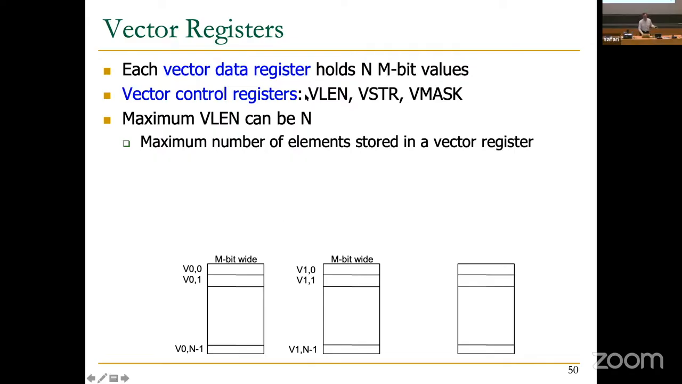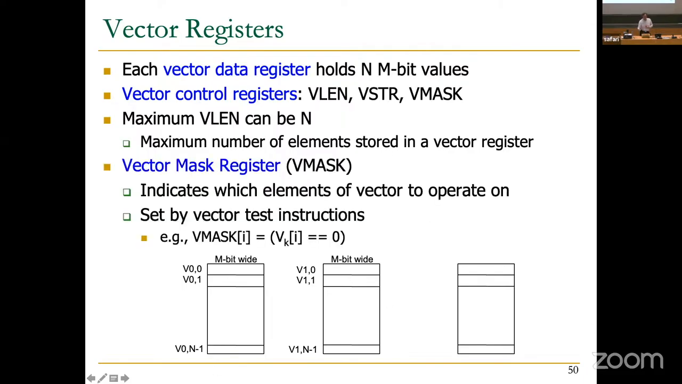So maximum vector length can be n. This is, as I said earlier, the maximum number of elements stored in a vector register. And you can see n over here in these vector registers. Vector mask register, vmask, indicates which elements of a vector to operate on. And this is set by vector test instructions. This is very similar to compare instructions in scalar ISAs.